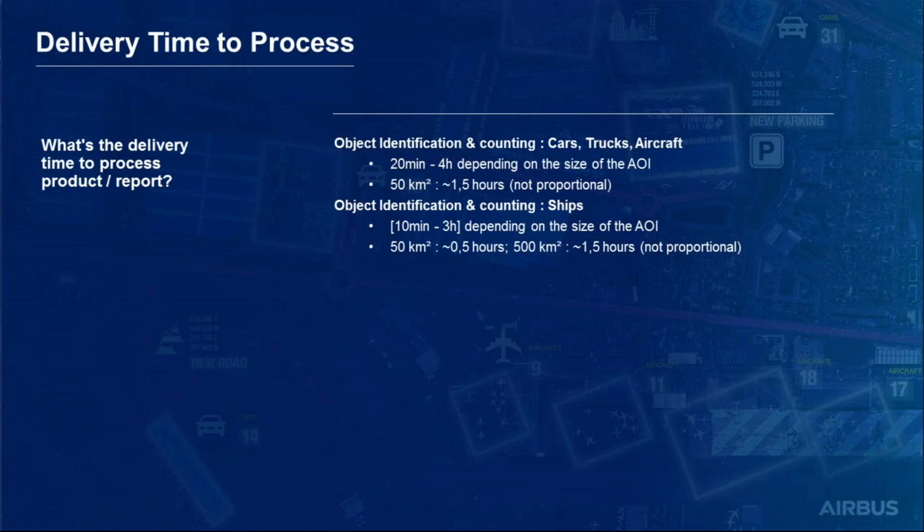So now we're going to take a look at delivery times, just to give you a heads up really on how you can access these products and how long it can take to access them. So first for our object identification and counting analytics, so cars, trucks and aircraft to begin with, anything between 20 minutes and 4 hours are sort of the approximate times. Obviously this depends largely on the size of the area of interest that you're going to be ordering. So we're talking about 50 square kilometers in an hour and a half.